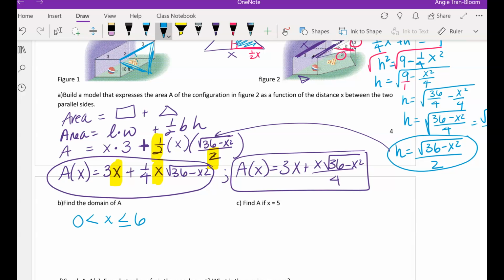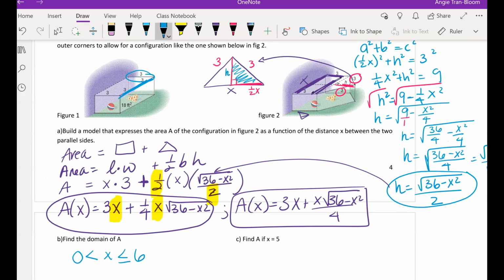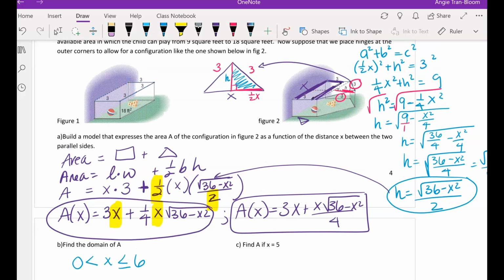Now, why is it that it can be 6? Why is 6 inclusive? 6 is inclusive because if I have this x value being 6, then I'm just back to my original shape of a rectangle. Now, as I move it in, remember, these sides are movable, so you're pushing it in so that you can make it connect. Because if you don't move these 2 sides in, this right here will not connect.